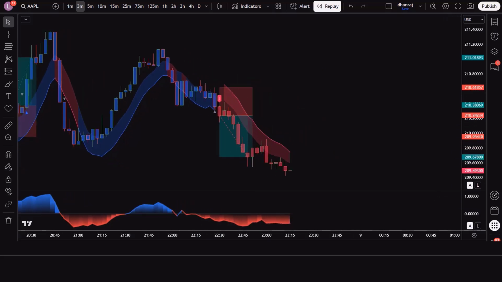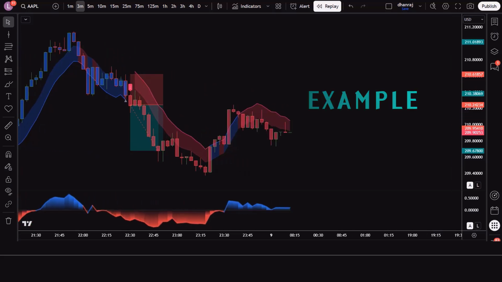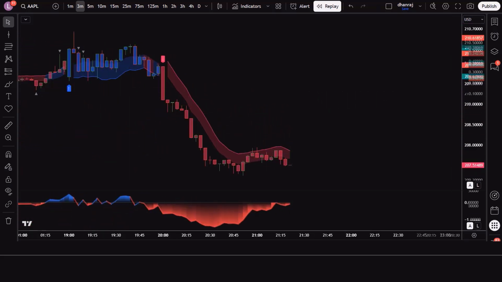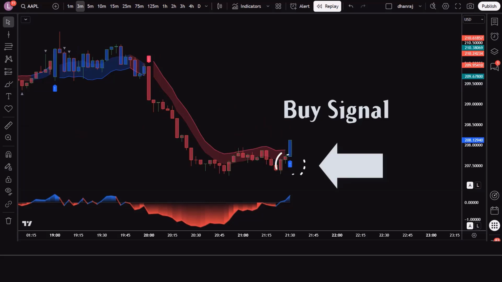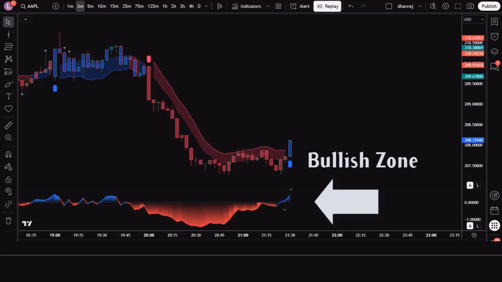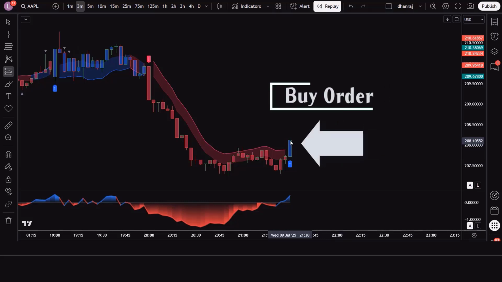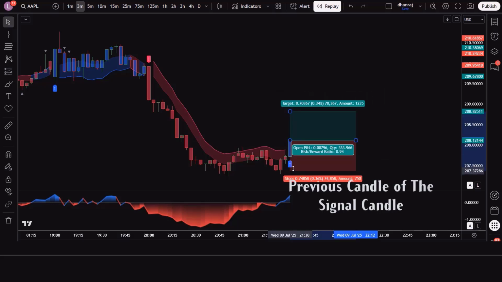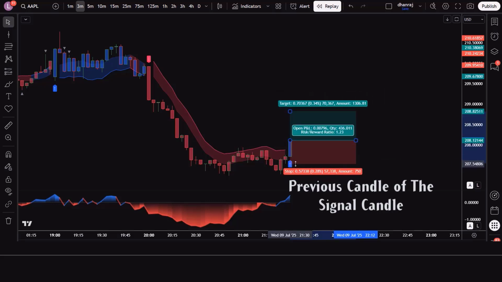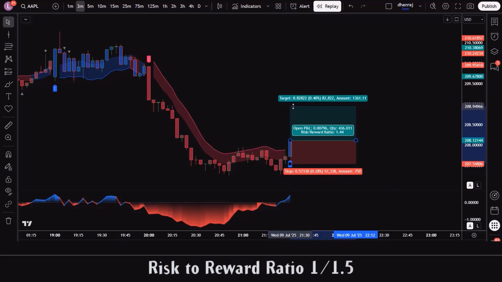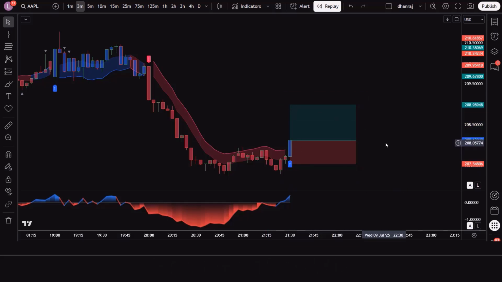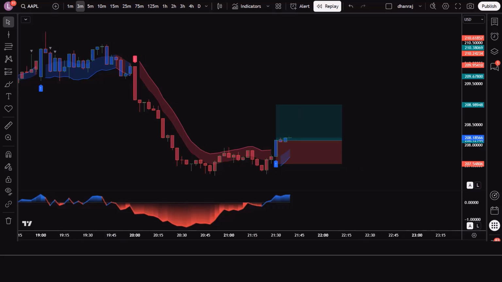If not, then it doesn't matter, we are going to see examples of some trades, so that you will definitely understand. Here the market structure algo indicator gives us a buy signal. Here the chandelier exit oscillator is in the bullish zone. Here the market has made a bullish candle to give confirmation. So all our conditions are being fulfilled, so we are placing an order to buy. Our stop loss is to be placed at the previous candle of the signal candle. And the risk to reward ratio will be 1:1.5. Let's see what happens to our trade.